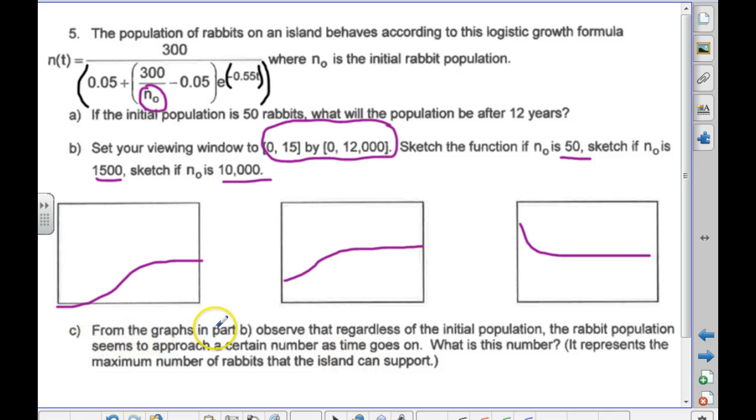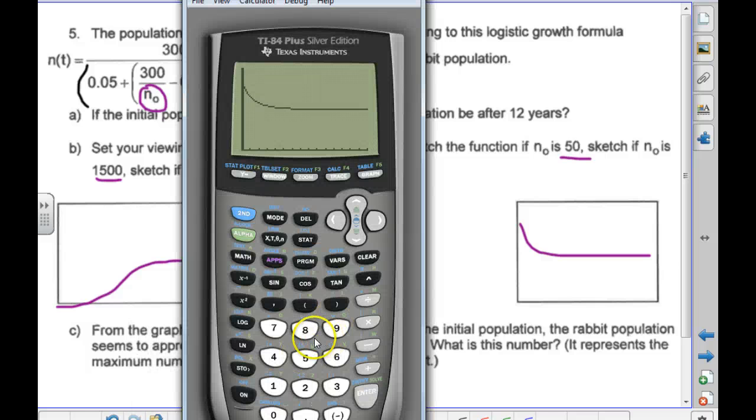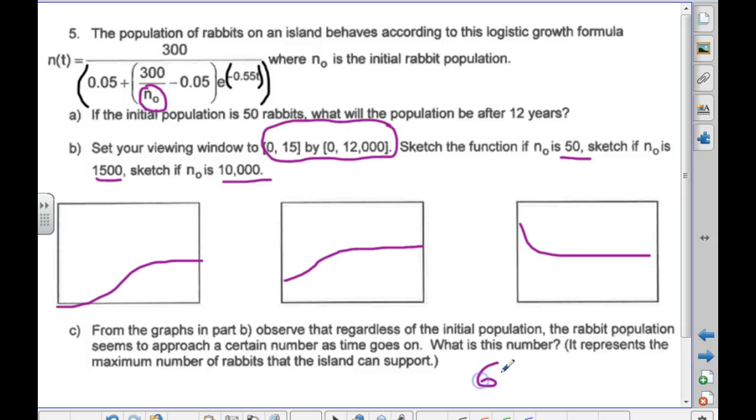And from the graphs in part B, observe that regardless of the initial population, the rabbit population seems to approach a certain number as time goes on. What is that number? Well, we went out 15 years, so if we just do a quick trace 15, what's it approaching towards the end of our graph here? About 6,000? If we scrolled out even further, I think it would get even closer to 6,000 rabbits. So there's a lot of dead rabbits on that third picture, right?